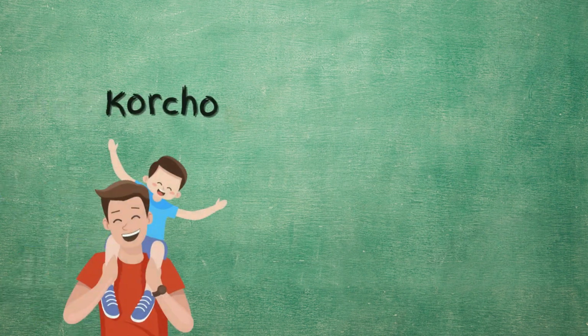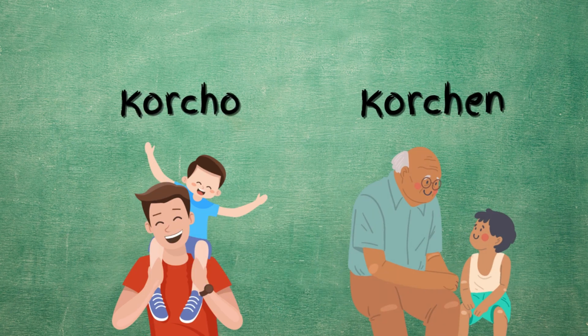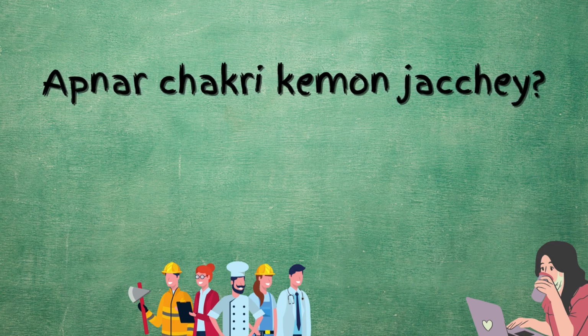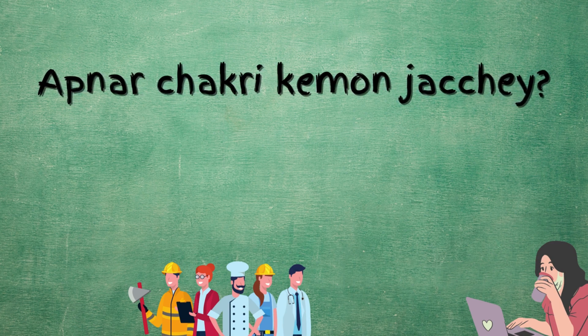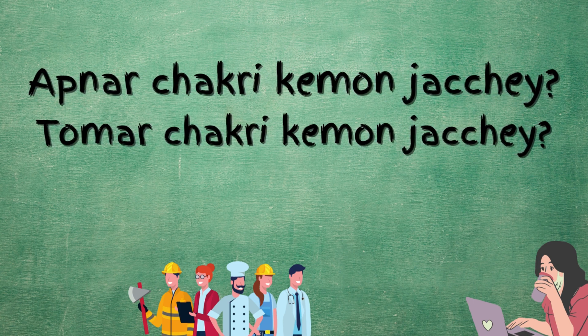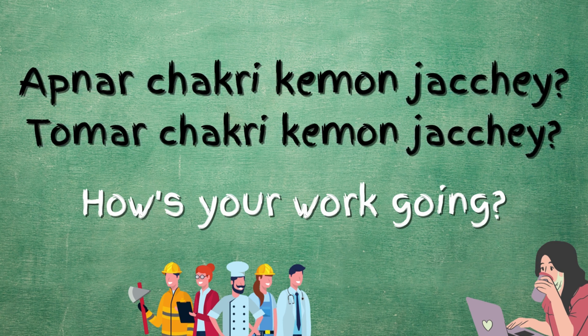Remember, korcho is used for addressing peers and juniors, whereas korchen is used for addressing seniors and unknown people. আপনার চাকরি কেমন যাচ্ছে? Or তোমার চাকরি কেমন যাচ্ছে? Meaning, how's your work going?